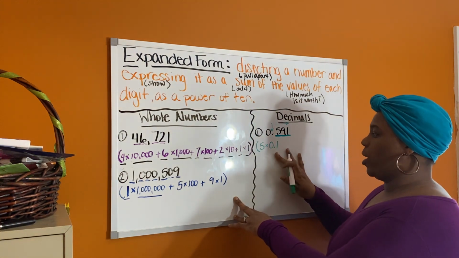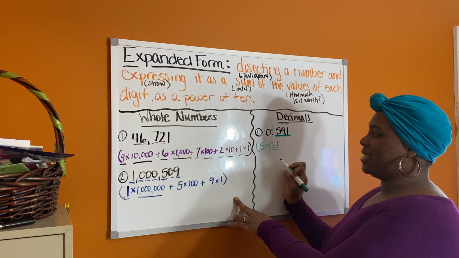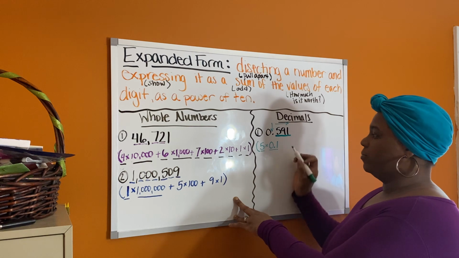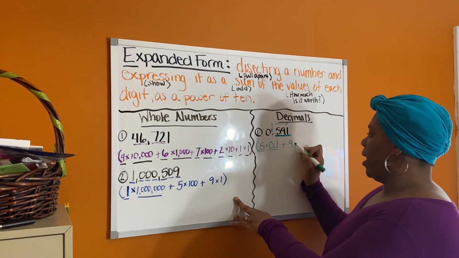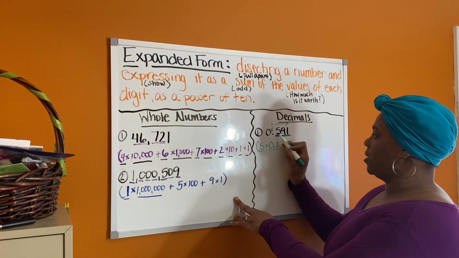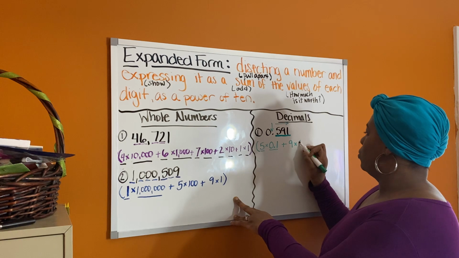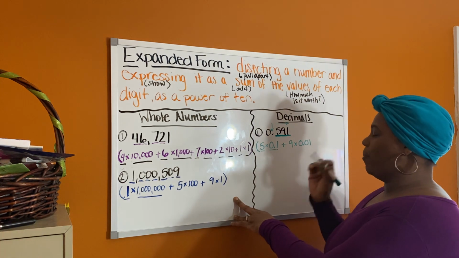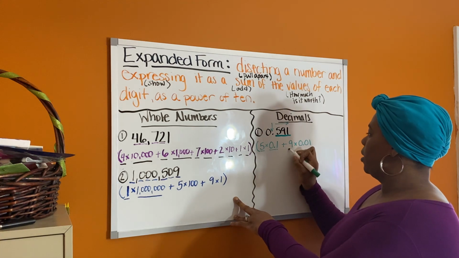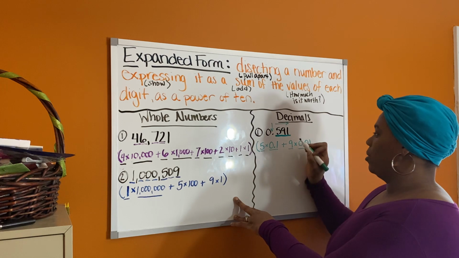5 times 0.1. I have a 1 here in the tenths place. This is showing me my tenths place value. This is my number. I'm going to add that to my 9, and I need to multiply that by, well, this is tenths, so that's hundredths. So I need to multiply it by 1/100th. Here's my 9. Here's the place value of 1/100th.